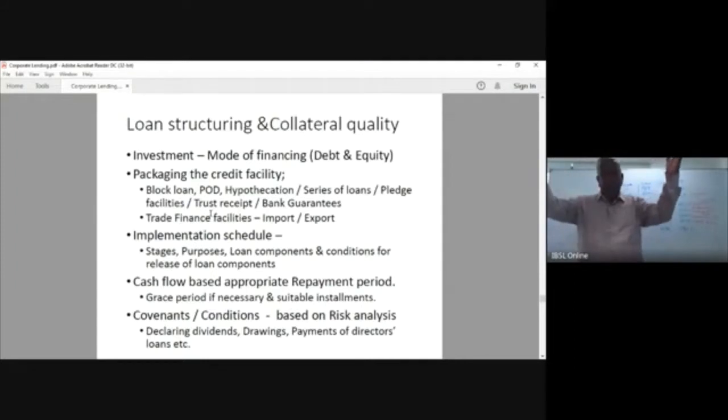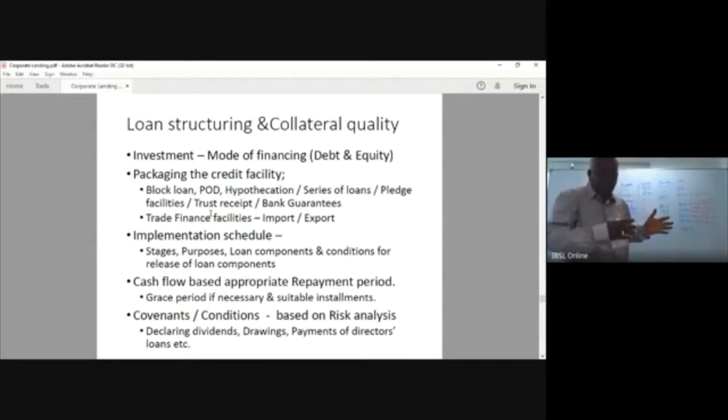So you must have the cash flow. You must prepare the projected cash flow. Cash flow based appropriate repayment period. Then grace period if necessary. And suitable installment based on the cash flow, whether the grace period is necessary. So you have to provide that.